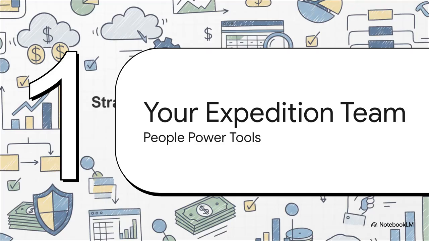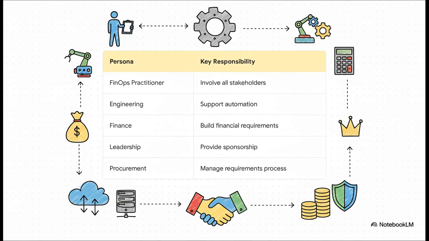But let's get real for a second. Even the most amazing, powerful tool in the world won't solve your problems on its own. The real magic isn't in the software, it's in the skilled, cross-functional team that's actually using it. And it is absolutely a team sport. Your FinOps practitioners are like the quarterbacks, making sure everyone is involved. Engineering, they're building the automation engine. Finance is making sure the numbers add up. And leadership, they're the head coaches, providing that crucial sponsorship to make it all work. It takes the whole team.